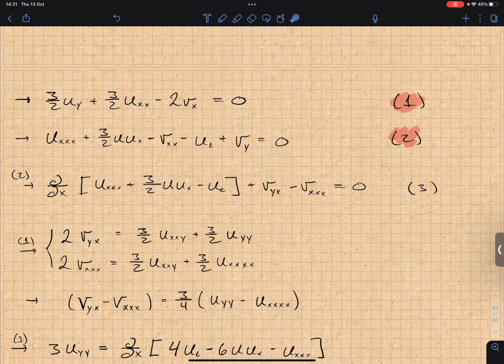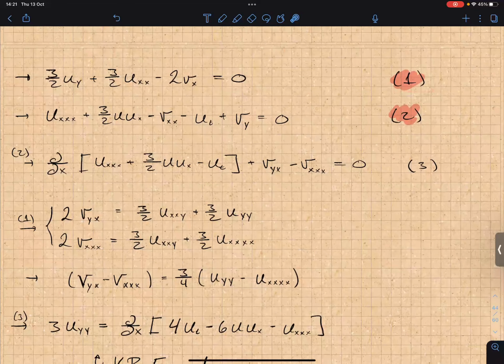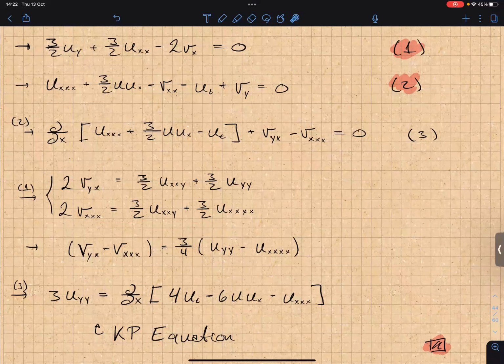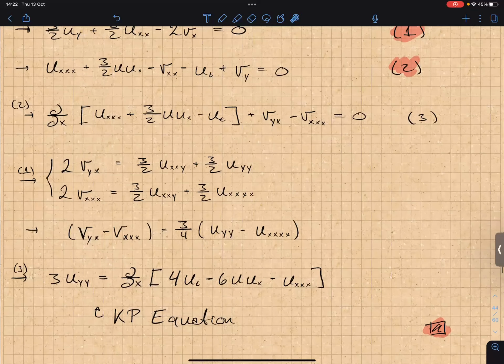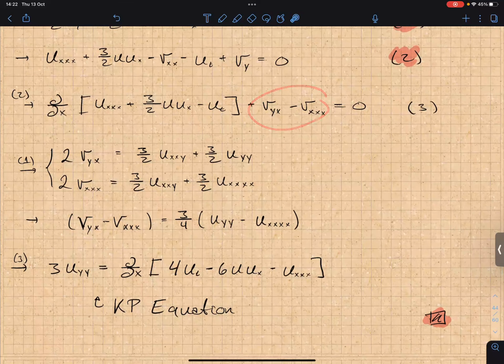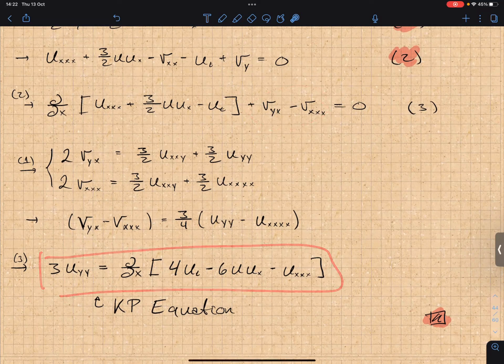I obtain this. And then from the first differential equation, I can write an expression for these two terms in terms of U. So I take the partial with respect to Y of this to obtain this, and then I take the partial with respect to X twice here, and I obtain this expression. So it gives me the difference between Vyx minus Vxxxx is equal to 3/4 of Uyy minus Uxxxxx. And then I substitute that into here, and I obtain the KP equation.